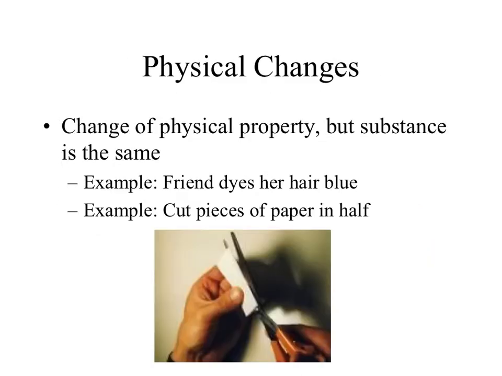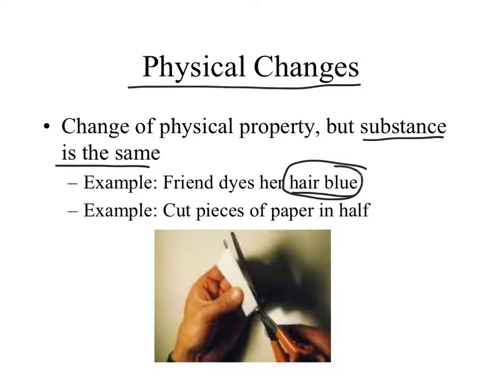Okay? So we talked about physical and chemical properties. Now let's talk about physical and chemical changes. As we said, if you change the physical property, the substance is still going to stay the same. So think about it. If I dye my hair blue, don't worry about the process of dyeing your hair, but the fact that yesterday my hair was blonde and today my hair is blue. Is it still hair? Yes. Is it a different color? Yes, but it's still my hair. So that's a physical change.